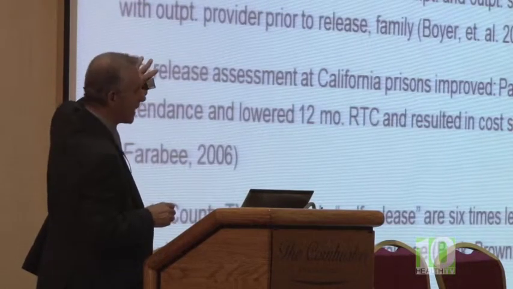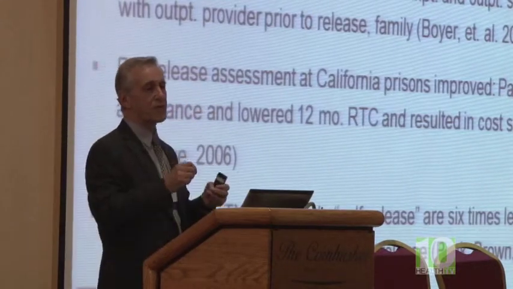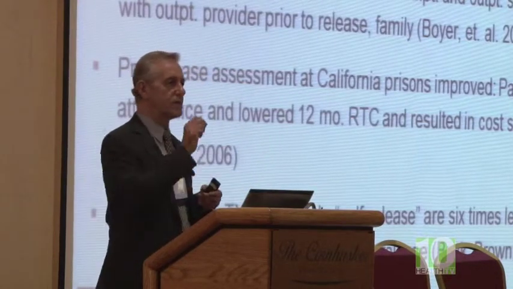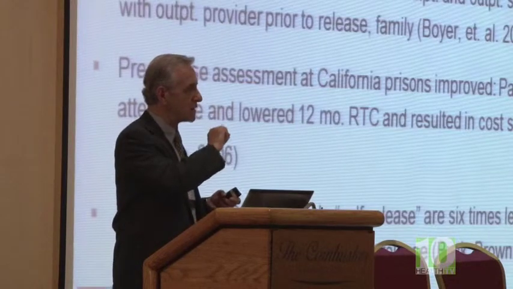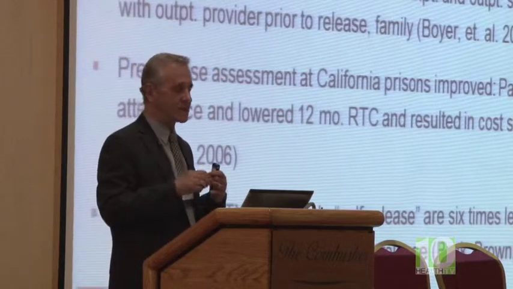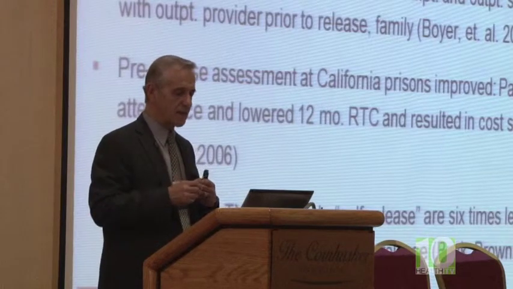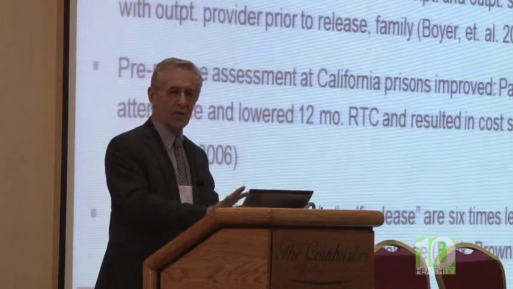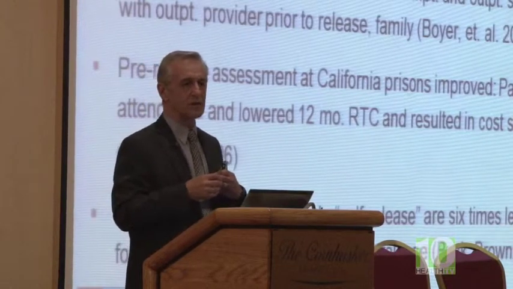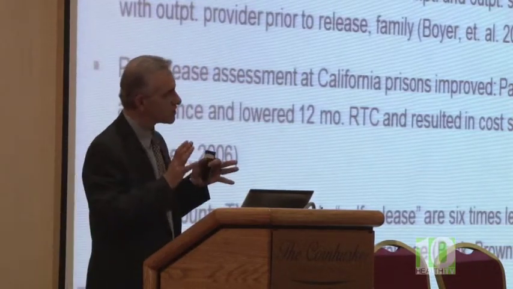So the key to reentry planning is starting before they get out. It's these in-reach models, and there's some very good research that shows if you start being connected with people prior to release, you're going to lower hospital recidivism, lower criminal recidivism, and improve engagement. That's the summary of these slides. I won't go through all the studies, but basically, you're going to lower hospital recidivism, improve engagement, and improve criminal recidivism. So there are smart strategies to do this.